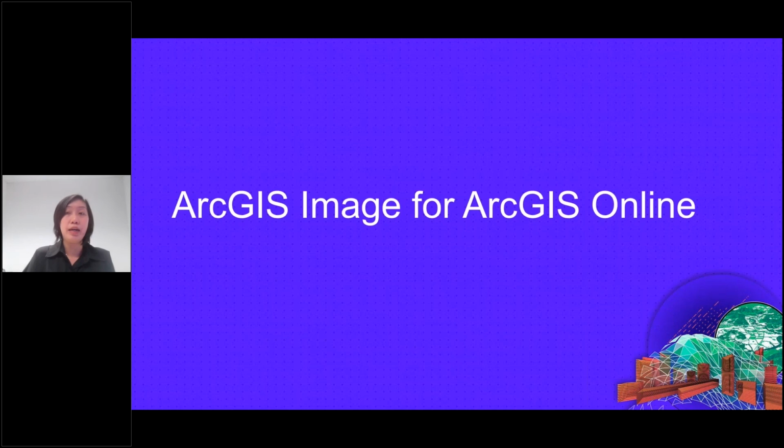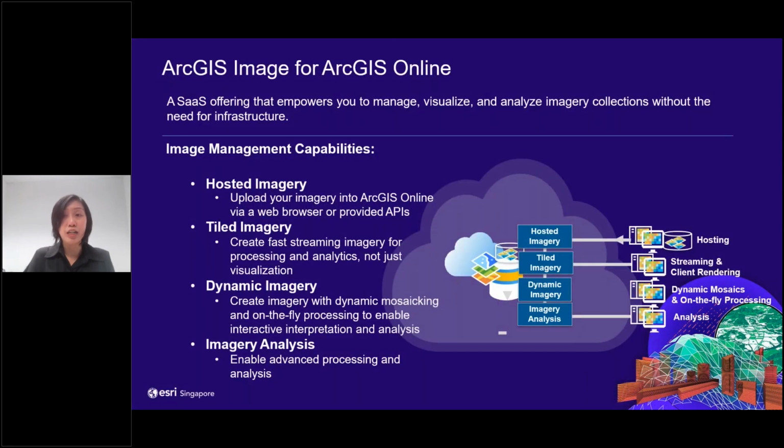Last on our list today is another new product offering on our cloud platform. ArcGIS Image for ArcGIS Online opens up image hosting, management, and analysis capabilities on the cloud, simplifying imagery workflows that traditionally required an ArcGIS Enterprise setup. Its capabilities include hosting of tiled imagery for fast streaming, dynamic imagery for on-the-fly processing, as well as advanced processing and analysis of imagery.